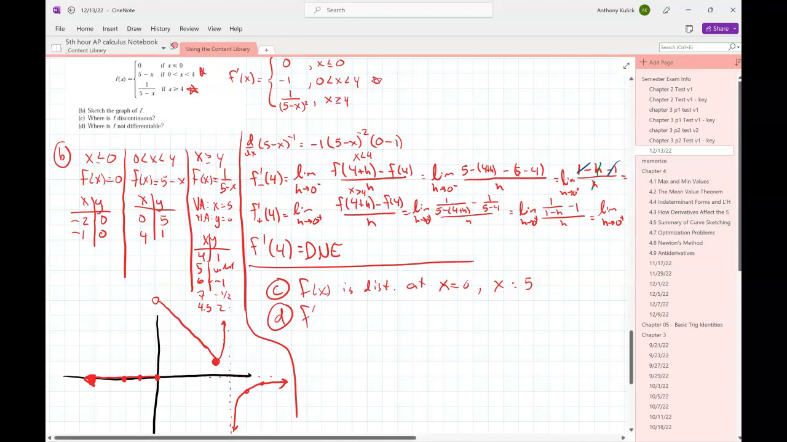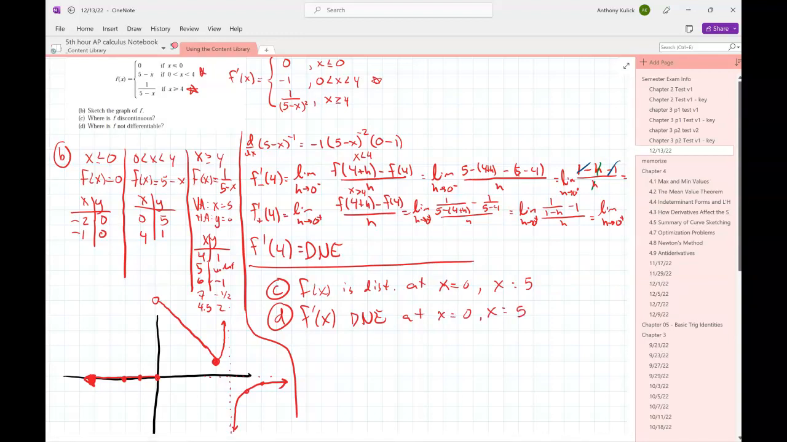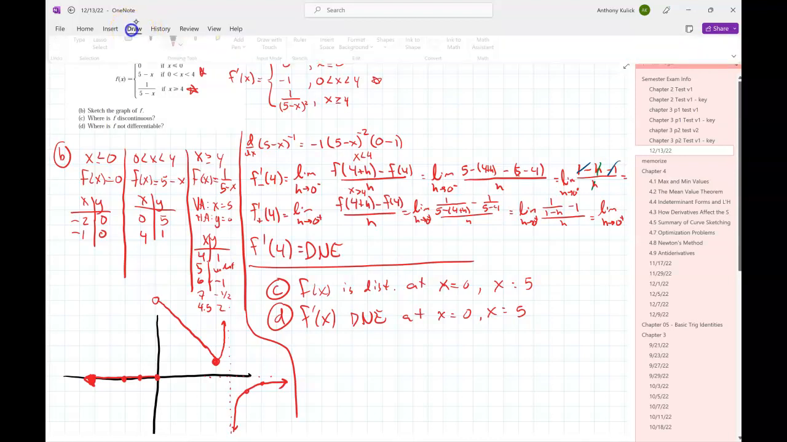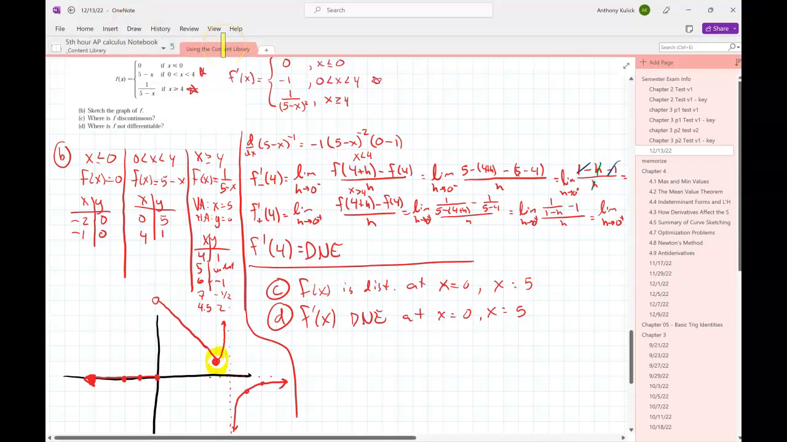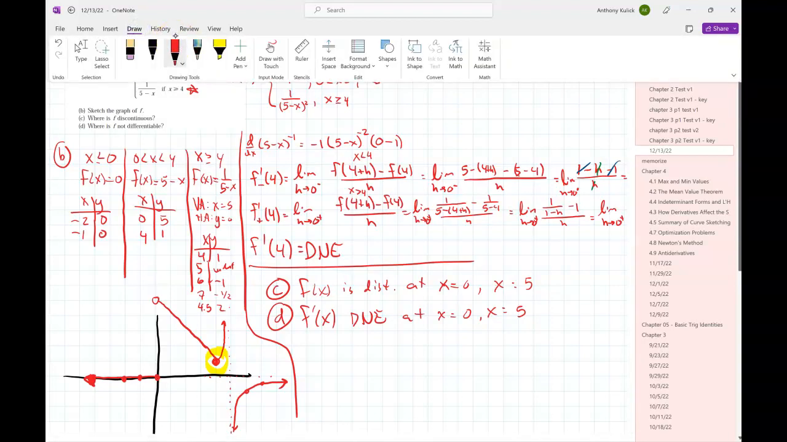Part D, the derivative then, again, does not exist. Well, it can't exist where f of x is undefined. So at x equals 0 and x equals 5, any discontinuities in f are going to be places where the derivative can't exist. And we have one additional place where the derivative doesn't exist, and that's here at 4, which we observed above, since the left-hand derivative isn't equal to the right-hand derivative.